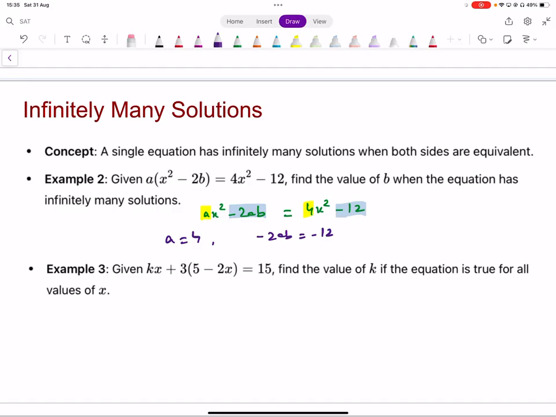Now we already have the value for a. We can input that in the other equation. That gives us minus 2 into 4 times b equals minus 12. And that gives us the value of b, which is 12 over 8. And that's 1.5. That's the value of b that we're getting. Is that okay? So whenever an equation has infinitely many solutions, what that means is both sides are identical. So you can just compare them.